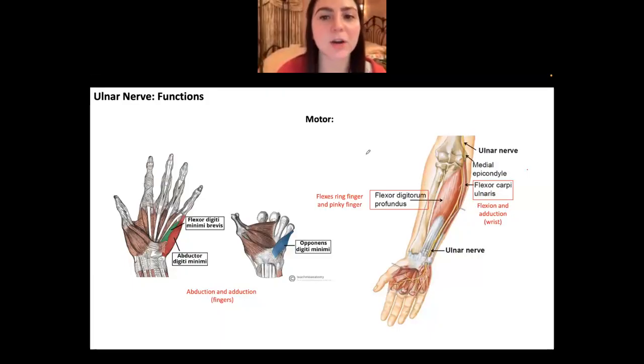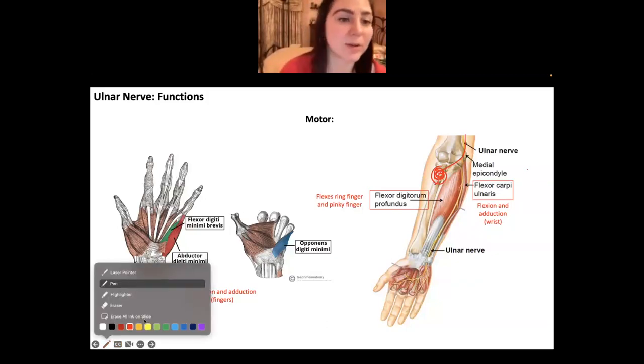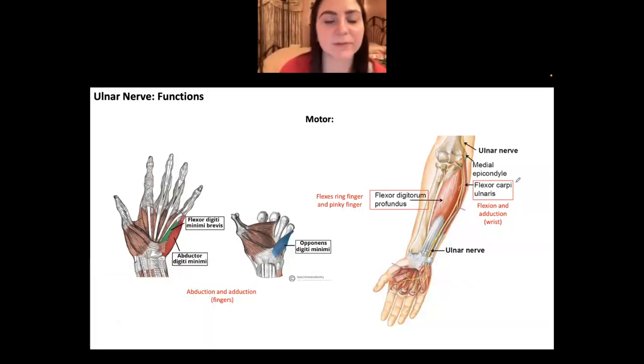Remember, the median nerve did the flexor carpi radialis. That's the one over on the side of the radius. I don't know why I call it the radial bone. The radius, because it comes over and goes over like this, and it does pronation and flexion of the forearm, specifically the flexor carpi radialis. The ulnar nerve is still going to do flexion of the forearm, but it doesn't do the flexor carpi radialis. It does the flexor carpi ulnaris, and it's in the name, which is nice.